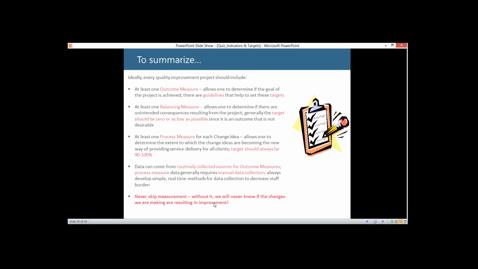We want at least one process measure for each change idea. These, remember, allow us to determine the extent to which the change idea is becoming the new way of doing things for all staff, for all clients, and the target should always be 90 to 100%. The data for these measures come from either routinely collected sources for outcome and sometimes for balancing measures as well. Process measure data generally require manual data collection, and the goal there is to develop simple real-time methods for data collection to decrease staff burden.